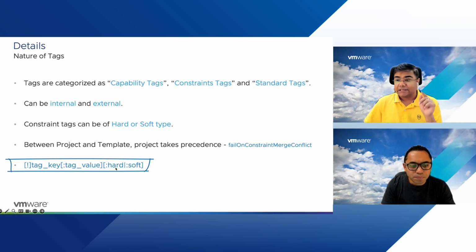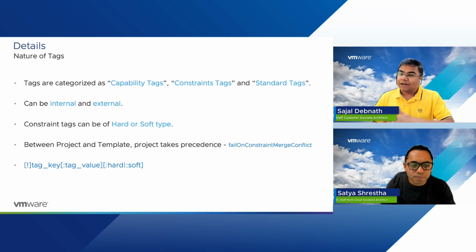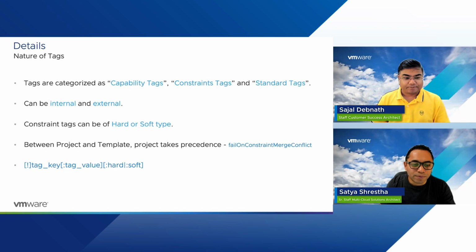By default, everything is hard, unless it is specifically mentioned it's soft. The other thing is that the exclamation mark actually negates the tag. So you can mention a tag and then say that exclamation value, which negates, meaning not value, except this, everything else. That is interesting. So it's like a not, right? Not value, logical not value.